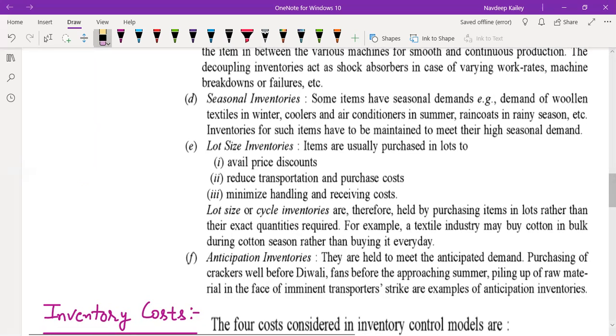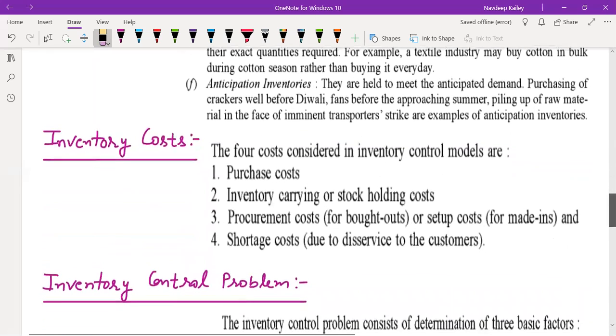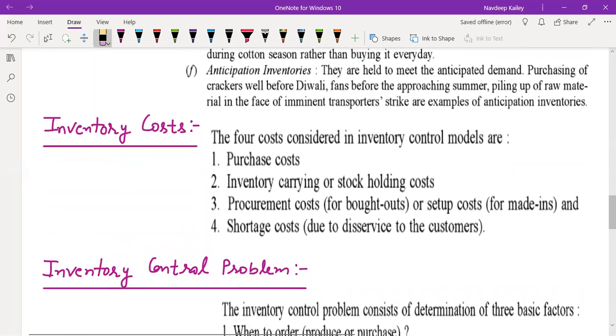The four costs considered in inventory control models. Number one is purchase cost. Second is inventory carrying or stock holding cost. Third is procurement cost or setup cost. And the fourth is shortage costs. Now we will discuss a little bit about these costs one by one.